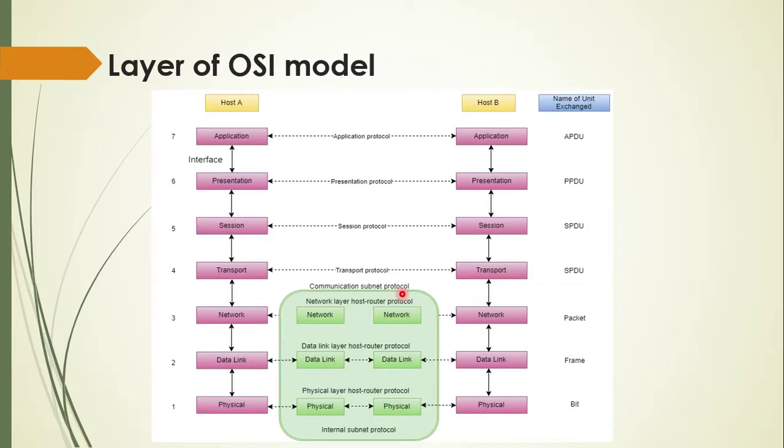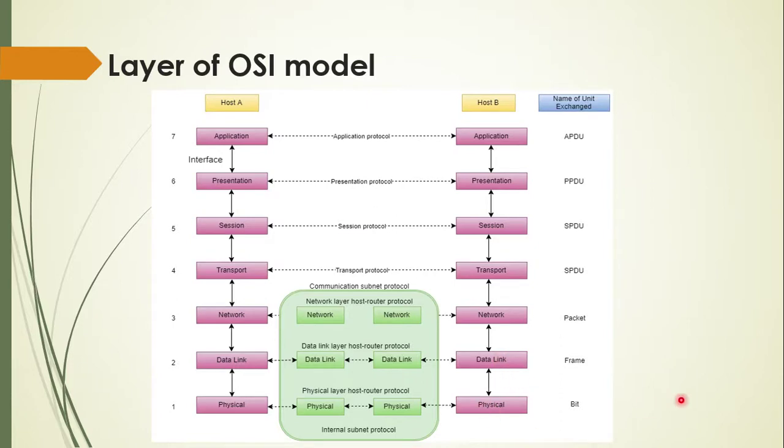After that, from the network layer, data is sent to the data link layer. At the data link layer, data is in the form of frames. And at last the data is sent to the physical layer. At the physical layer, everything is in the form of bits, meaning 0 and 1. After our data is sent to the physical layer, the physical layer sends data via subnet protocols to the physical layer at the receiver side. And at the receiver side, data is sent from the physical layer to the data link layer.